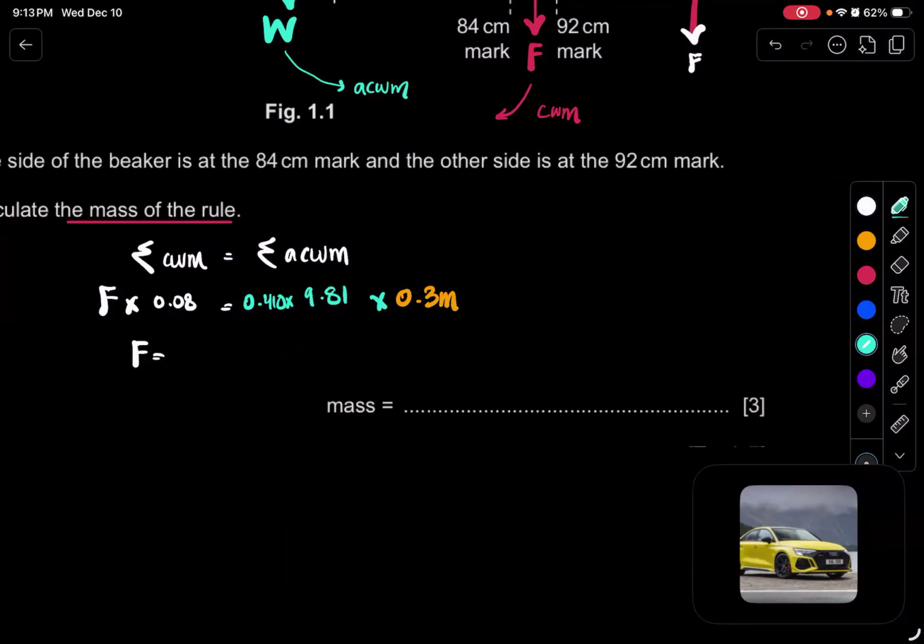Oh, wait, but we'll have to convert it back into mass. Okay, but let's just do it anyway. Let's just do the extra step. 0.410 into 9.81 into 0.3 divided by 0.08. Okay, so that means F is equal to 15.08 newtons.